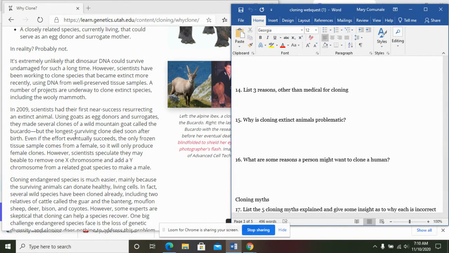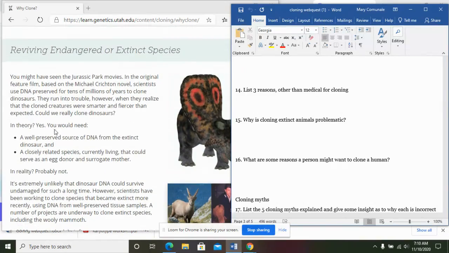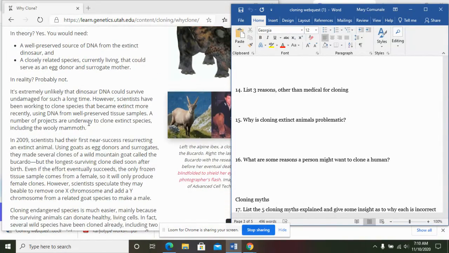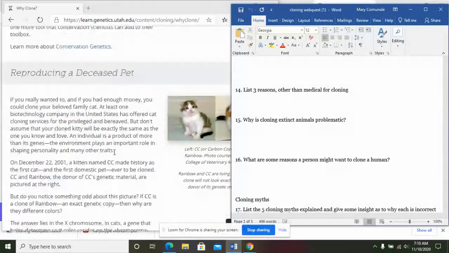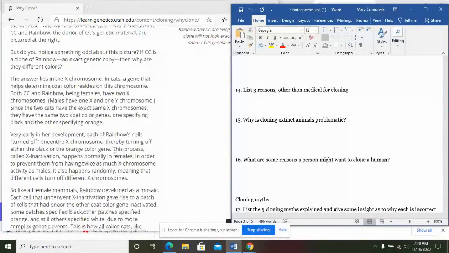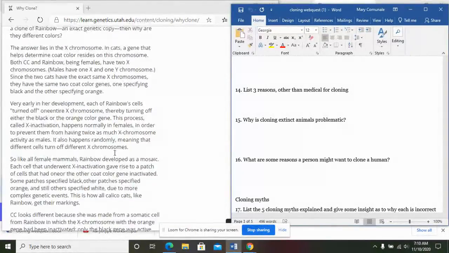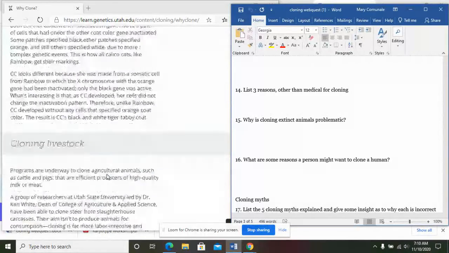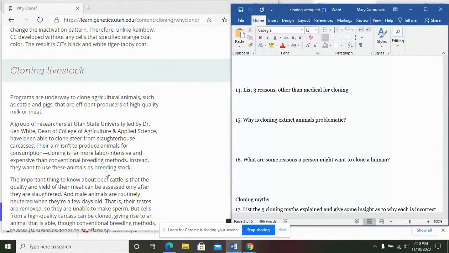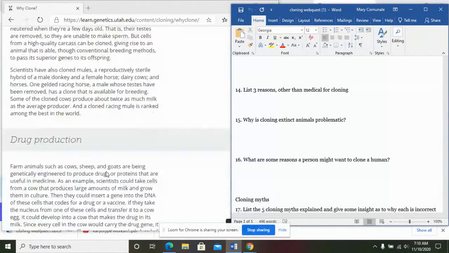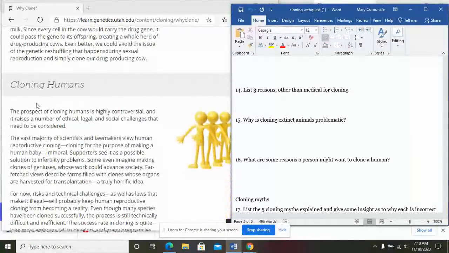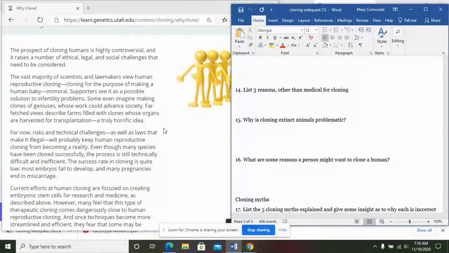So that would be something other than just regular cloning for medical purposes. Why is cloning extinct animals problematic? That would be in this part here as well, reviving endangered and extinct species. And some reasons a person might want to clone a human. You can clone livestock, you can clone a deceased pet. Kind of reminds me of that movie Pet Sematary, although that's bringing something back from the dead. Here's cloning humans. So you'll find that answer right in this part here about why would someone want to clone a human.